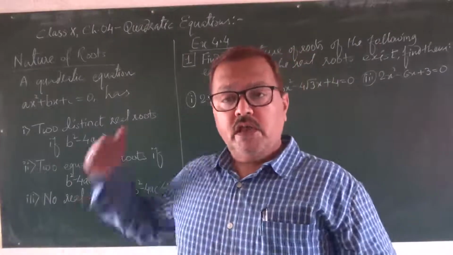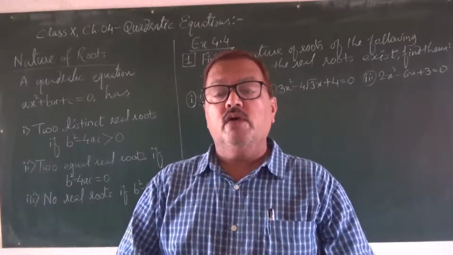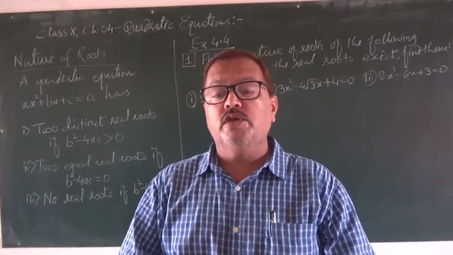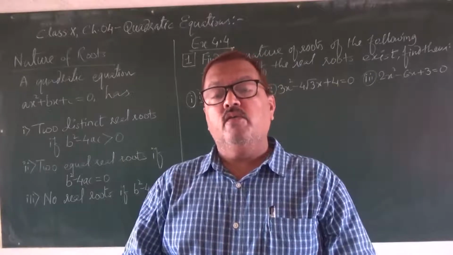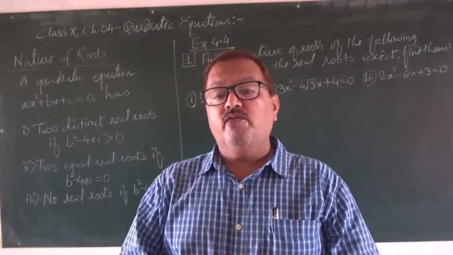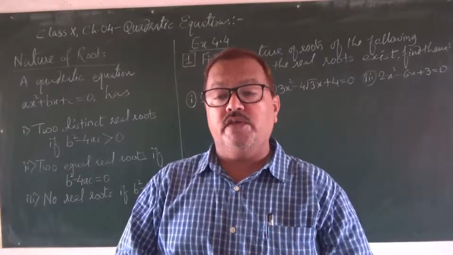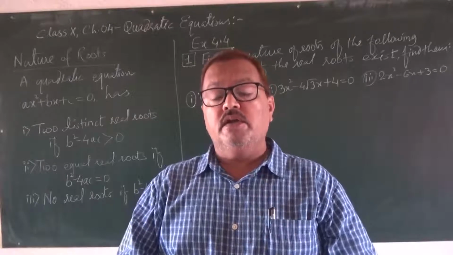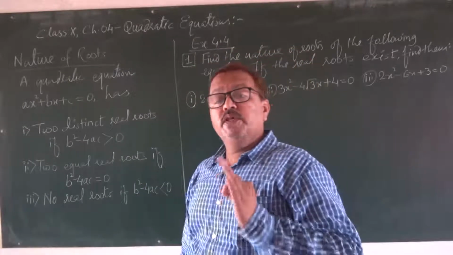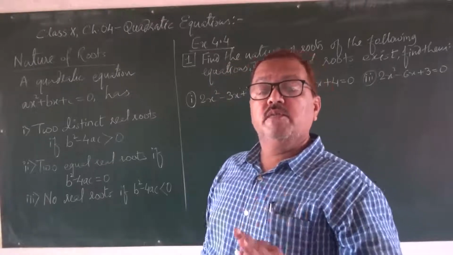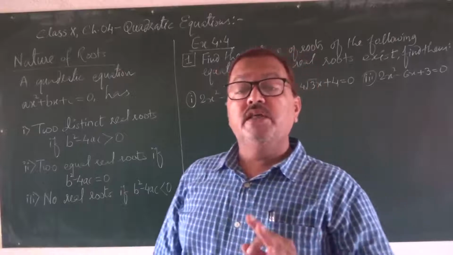Students, let us discuss now the nature of roots of the quadratic equation. What are the types? What will be the roots? Nature of roots all depends on the discriminant. What is the discriminant? In the quadratic formula we have seen b square minus 4ac. So b square minus 4ac is called the discriminant. Based on the discriminant, if the value of b square minus 4ac is greater than 0, the roots are real and distinct.